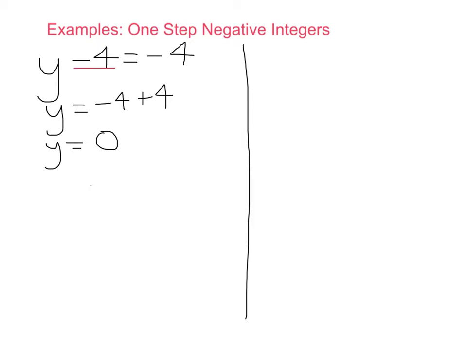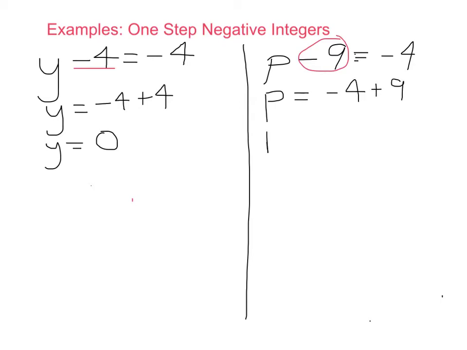P minus 9. Oh, let me get my 9 in here. 9 equals minus 4. Really straightforward. So, again, our 9 here, it's the negative, we're subtracting, so we go P equals minus 4 plus 9, P equals 5.